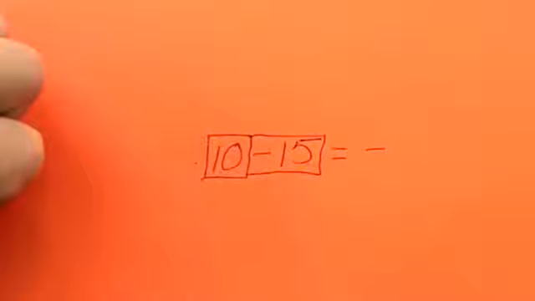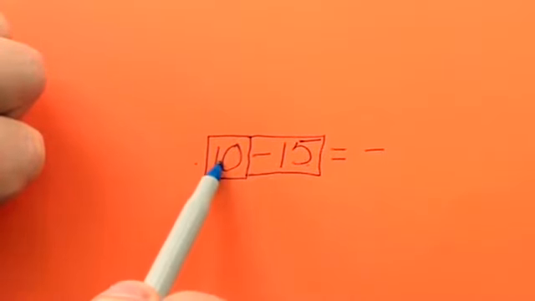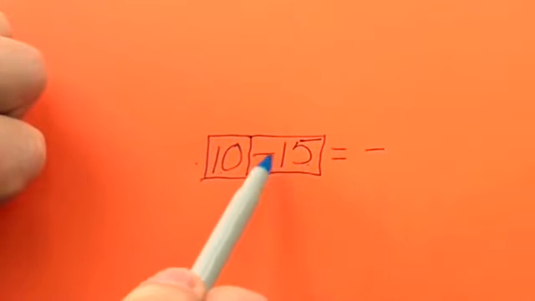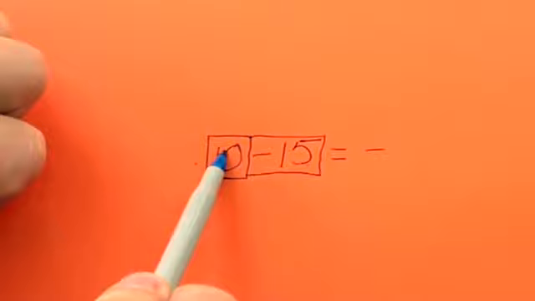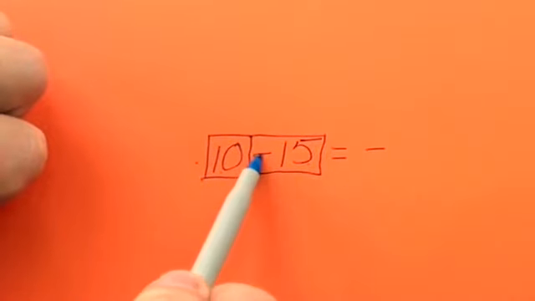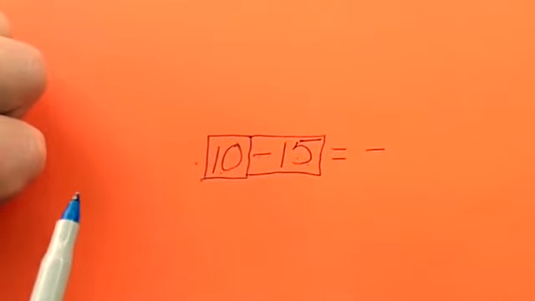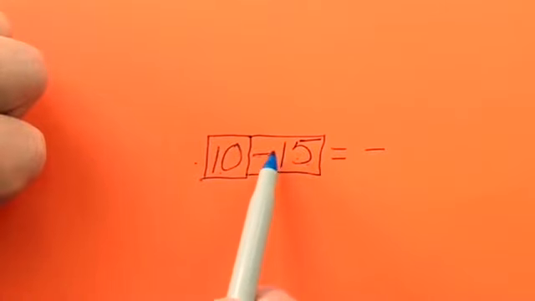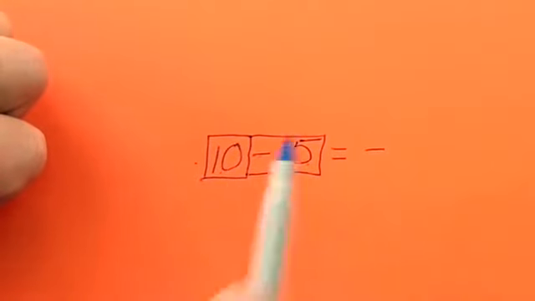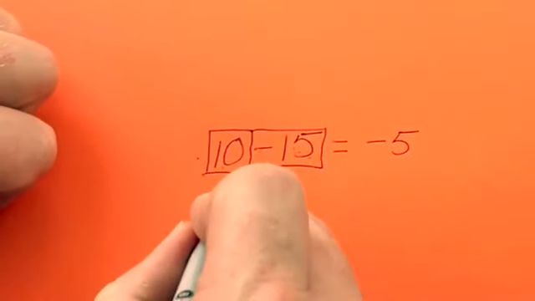Now, we can kind of go back to what I mentioned before in one of my other videos. How many positives do we have? We have 10 positives. How many negatives do we have? We have 15 negatives. Who wins? Well, the negatives are going to win. There's more negatives in this box than there are positives in this box. There are 5 more negatives than there are positives. So my answer would be -5. And I'll show you another example.